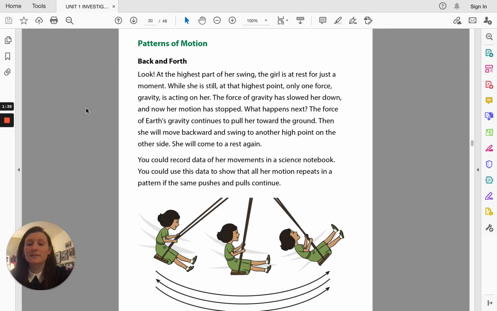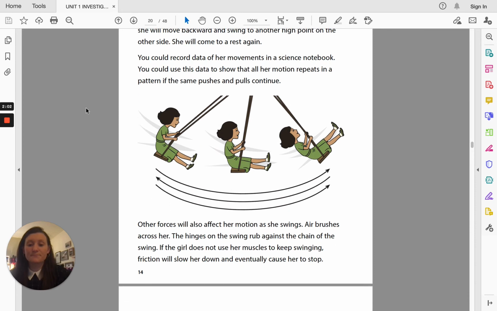What happens next? The force of Earth's gravity continues to pull her toward the ground. Then she will move backward and swing to another high point on the other side. She will come to a rest again. You could record data of her movements in a science notebook. You could use this data to show that all her motion repeats in a pattern if the same pushes and pulls continue. Other forces will also affect her motion as she swings.